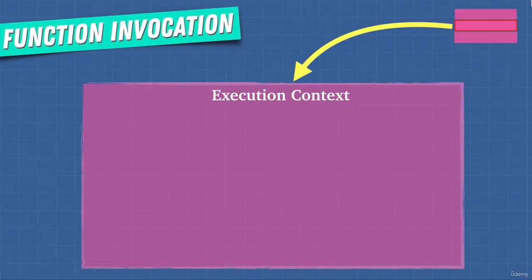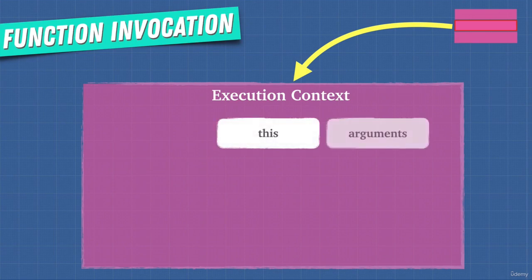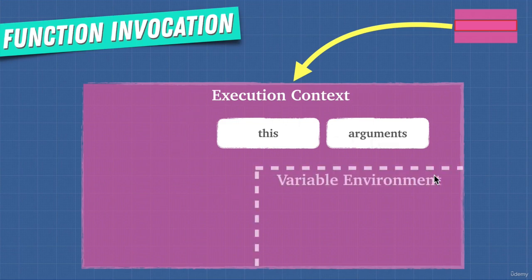Welcome back. We learned that there can be many execution contexts. But you might be asking yourself, what about variables that are created inside of these individual execution contexts? That is, variables inside of functions. And we have a place for that. On top of the execution context, this and arguments, we also have a little space over here called variable environment.